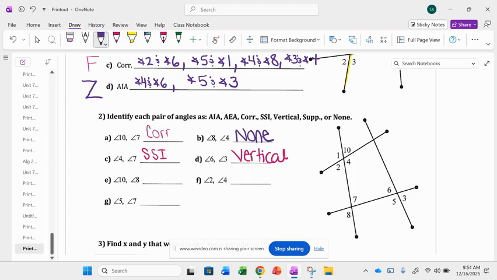All right, now we have 10 and 8. Here's 10. Here's 8. Connect. All right, these do not make any special kind of letter, but they are still a special kind of angle. Does anybody know what kind of angle?